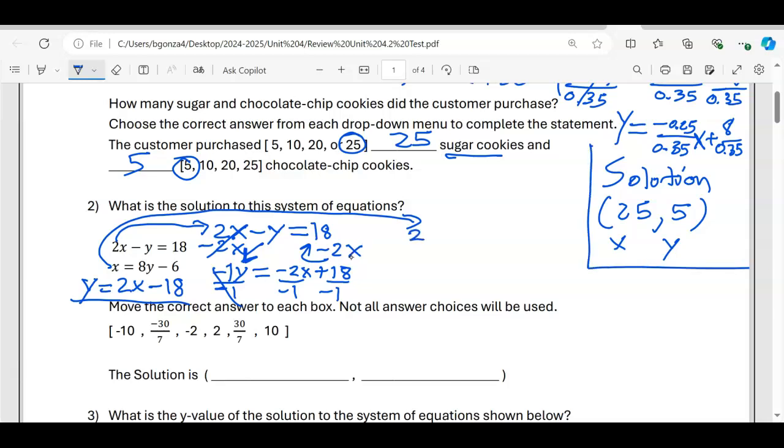2x, right up here, 2x minus y equals 18. Oh, my bad. I wrote the wrong one. X equals 8y minus 6.